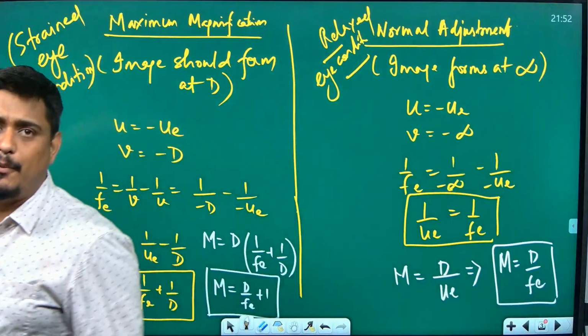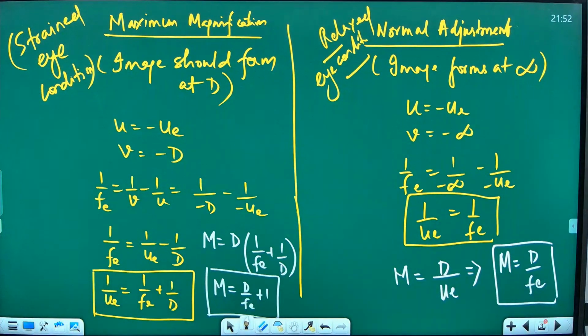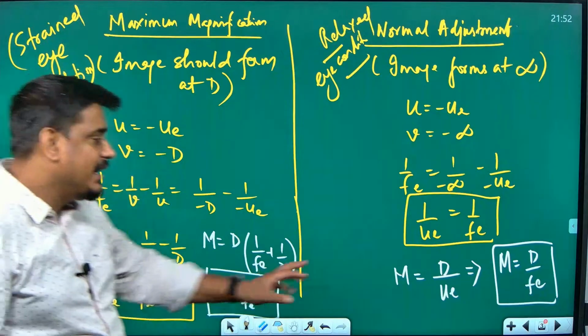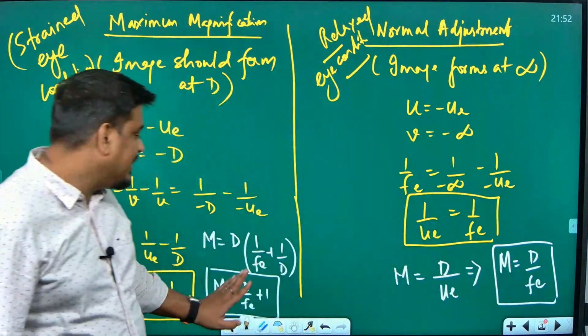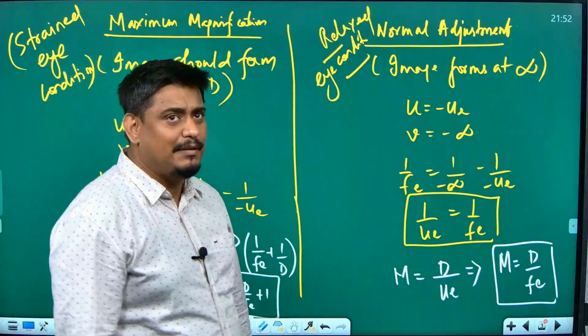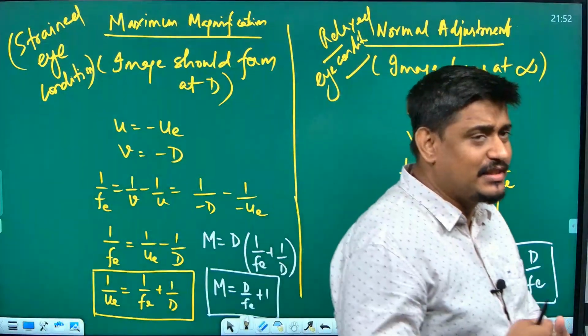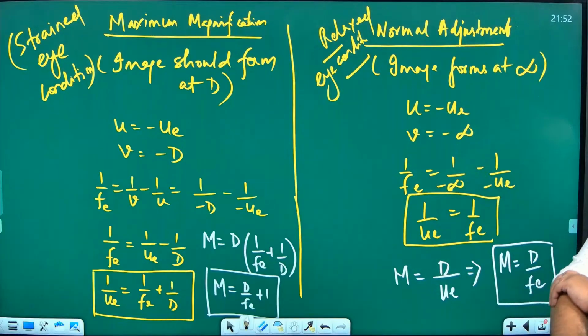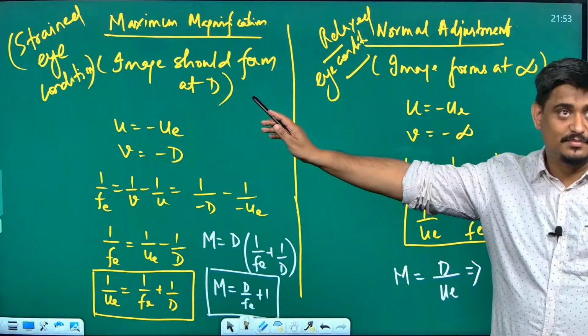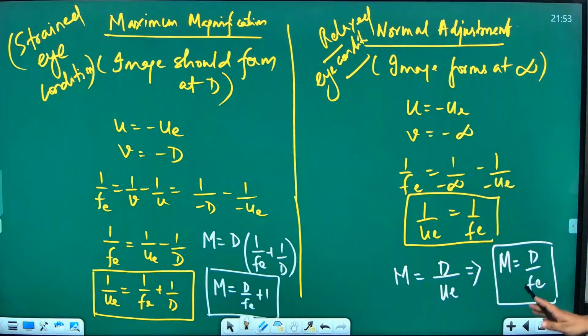I hope you are getting my point. So magnification of a simple microscope varies between d by fe or d by fe plus 1. If you are understanding properly and listening to the class well, you will realize that at the cost of strain, you are able to get one extra magnification.